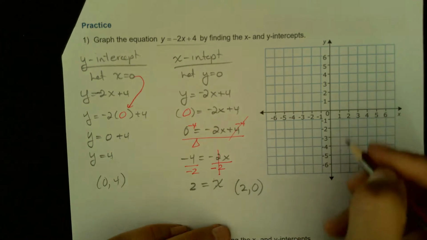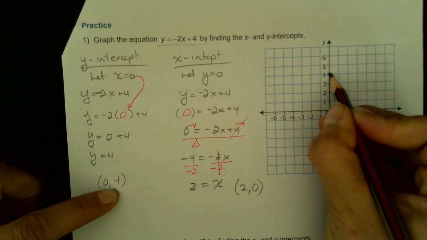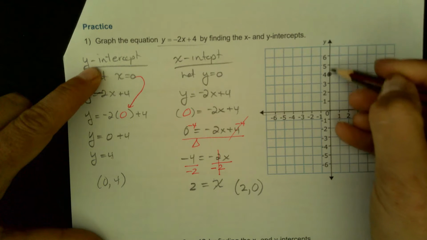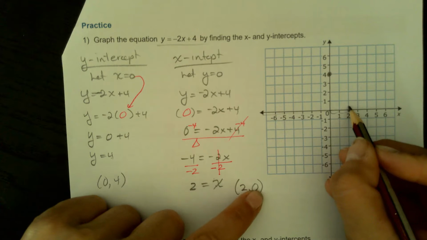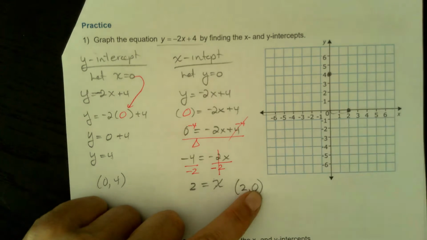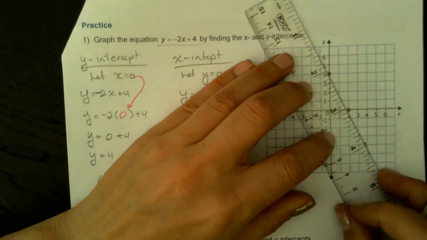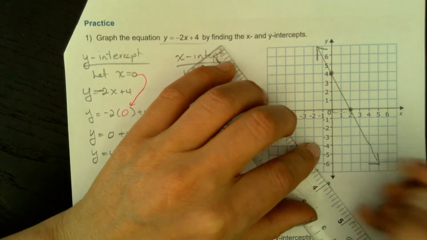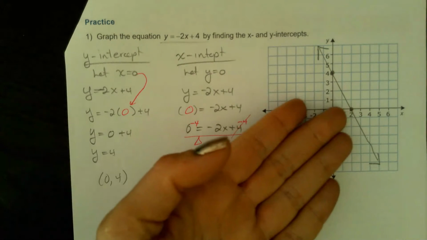So now I just plot the points, 0 and up 4. See, that's my y-intercept because it's where the line's going to touch the y-axis. Now it says go 2 and don't go up, don't go down. So that's my second point. Now I'm going to join it up with a line. There's my line.